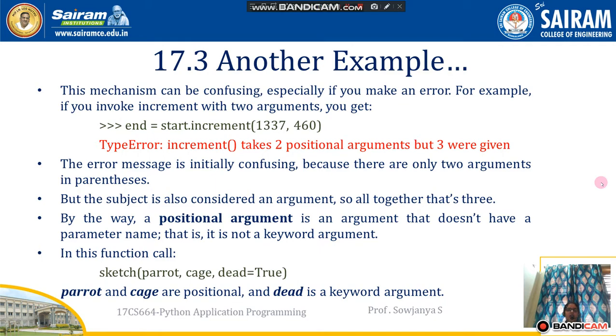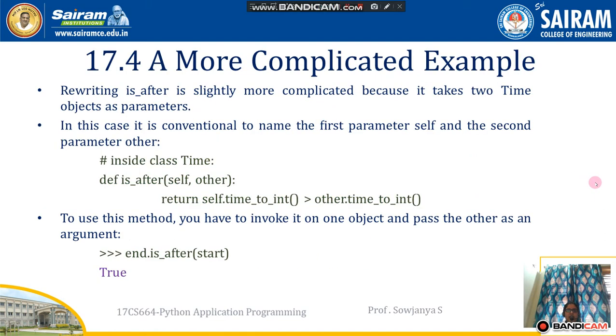By the way, this is called a positional argument, which is an argument that doesn't have a parameter name. That is, it is not a keyword argument. For example, say we have sketch(parrot, cage, dead=True). What is the meaning of this? Parrot and cage are positional and dead is a keyword argument, showing that dead should be True. Now, writing is_after is slightly more complicated because it takes two objects as parameters.